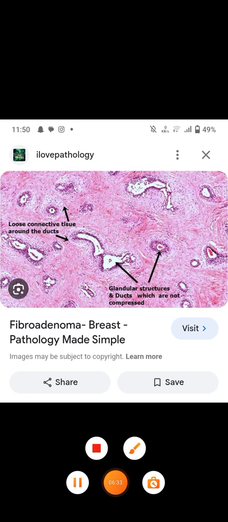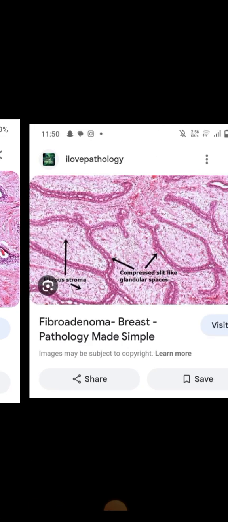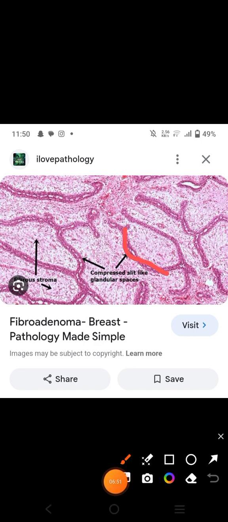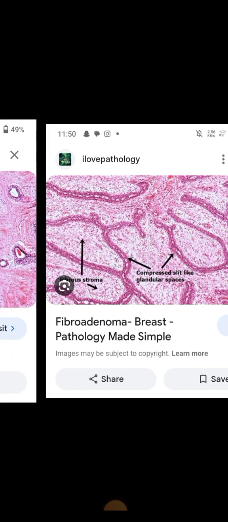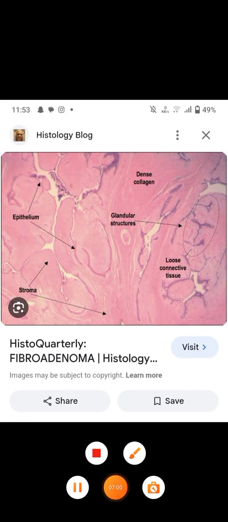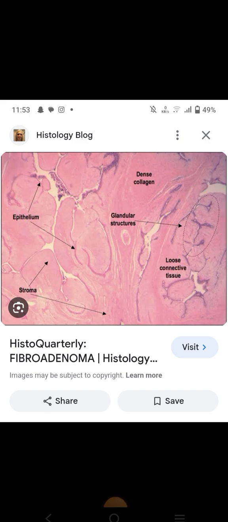Again, you can see here that there is stroma or loose connective tissue that is proliferating, and here the glandular structures are not compressed and their lumen can be seen easily. So it is somewhat a pericanalicular structure shown here. Again, here all the glands are compressed and slit-like spaces are formed here. So it is mainly an intracanalicular pattern. Again, you can see from here as well that somewhat of a slit-like pattern is shown, and it is an intracanalicular pattern, I must say, mainly.